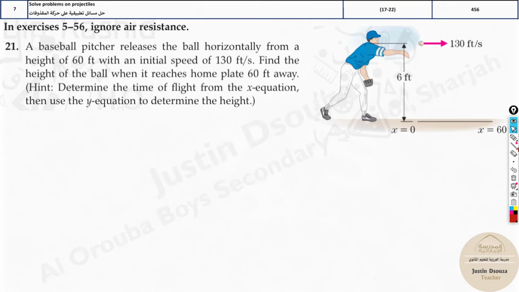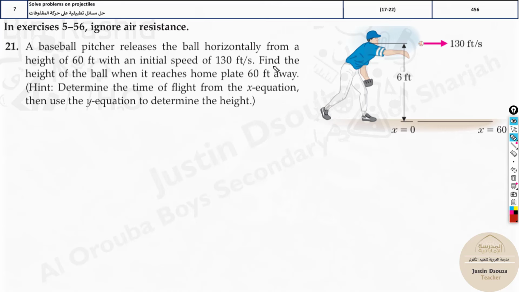Now, there is another problem. The figure is given, and over here it's about the baseball. A baseball pitcher releases the ball horizontally from a height of 60 feet, and which has an initial speed of 130 feet per second. Find the height of the ball when it reaches the home plate 60 feet away. Hence, determine the time of flight for the x equation.